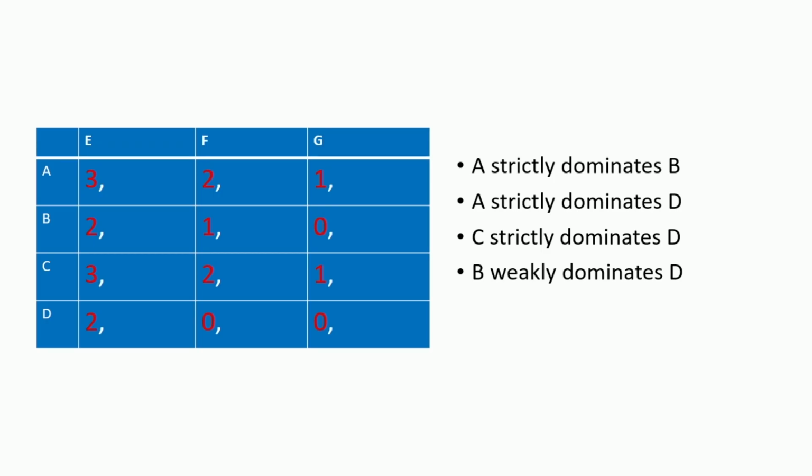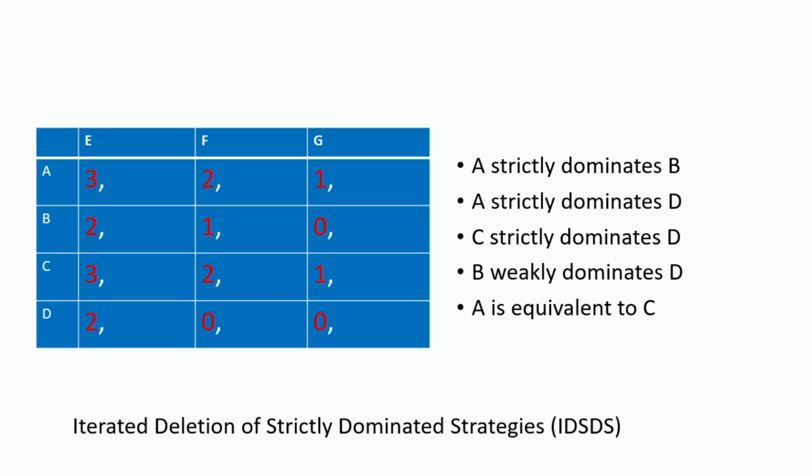What do I mean by that? If you compare B and D, this is 2, 1 and 0, and this is 2. They are equal. 0 is also equal. But at least for some column, I am doing better playing B compared to D. So that's the concept of weak dominance. B is as good as D for most of the cases, and better for at least one strategy. So you can employ this, A is equivalent to C and so on.